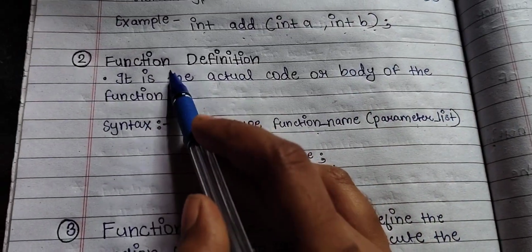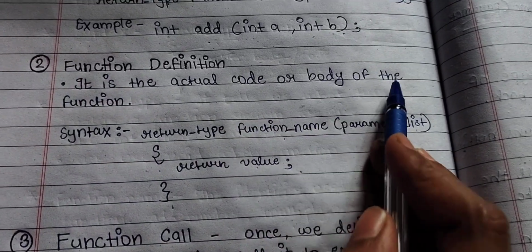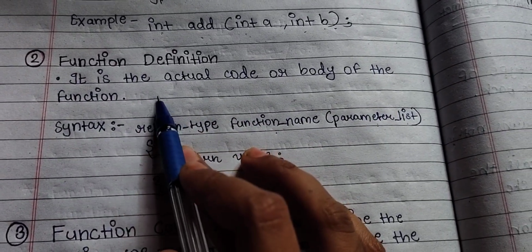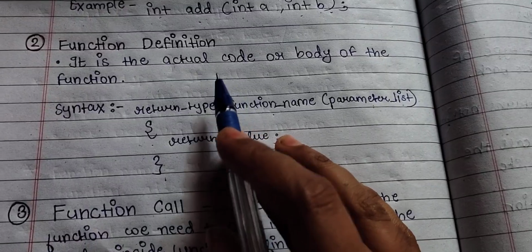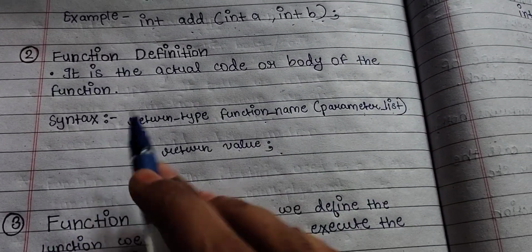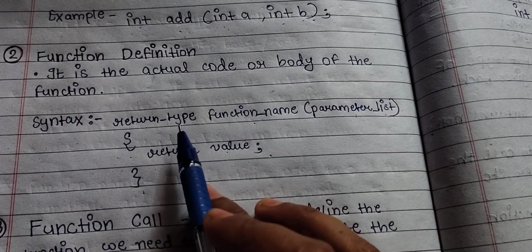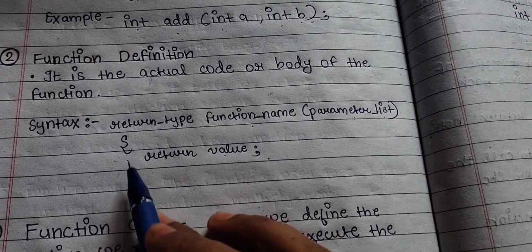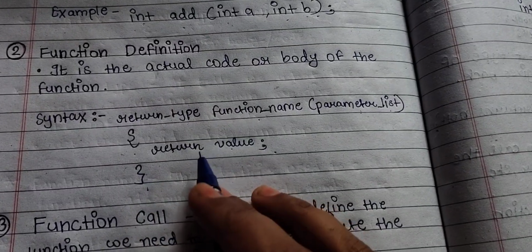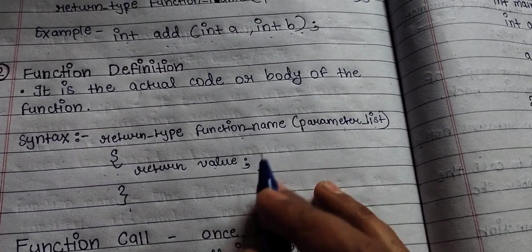The next is function definition. It indicates the actual code or body of the function. It includes calculation, initialization, declaration of variables, etc. Its syntax is return type, function name, and parameter list. First, here we define the function and then inside the curly braces we write the function body that includes calculation, initialization of variables, etc.